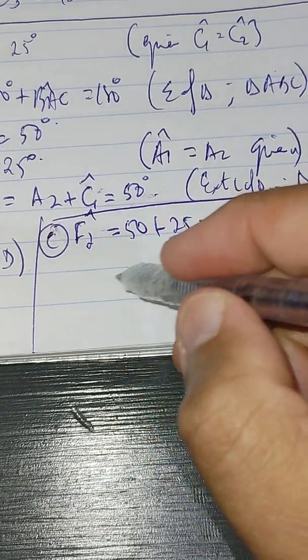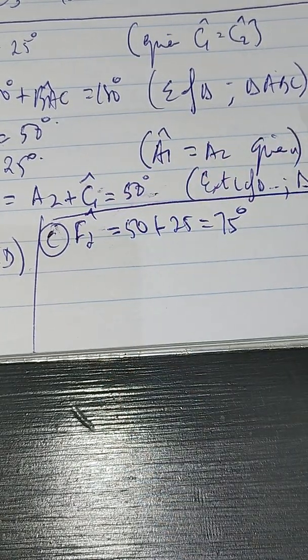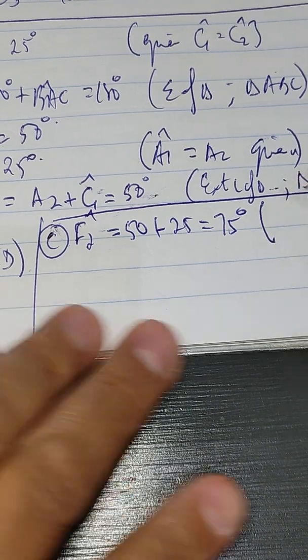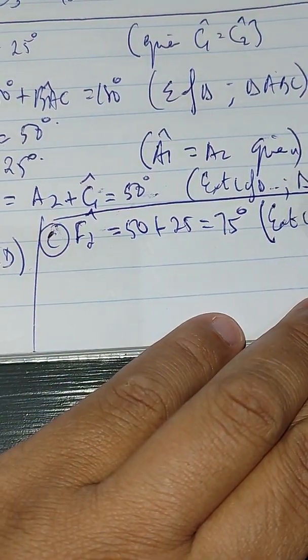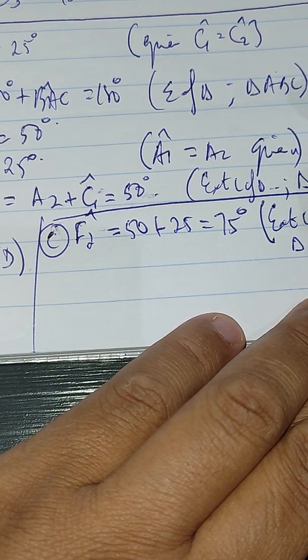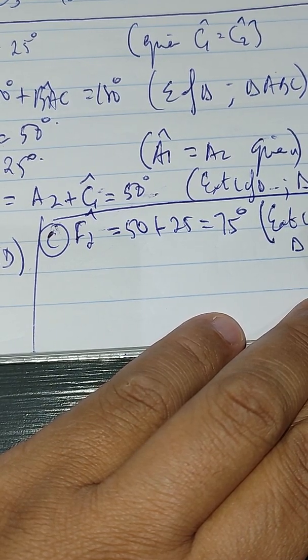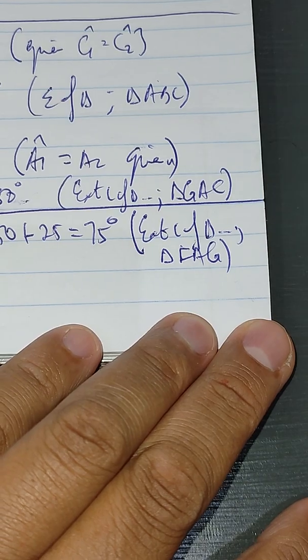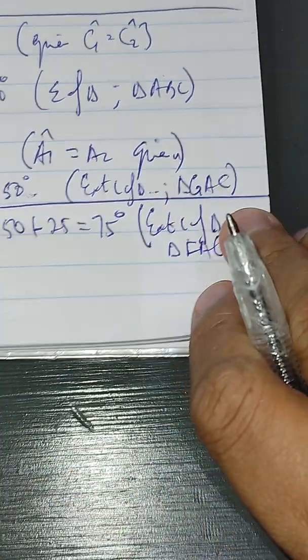Normally we write it at the bottom, but because of my space here, I'm just writing it like this. That is exterior angle of triangle, and it's triangle FAG. Okay. Then, so that's 75 degrees there.